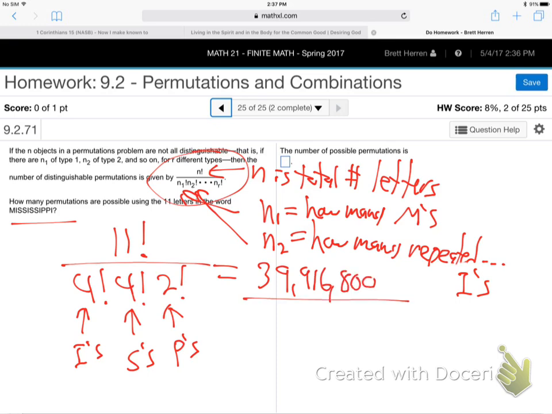39,916,800. Okay, and then on the bottom, 12, 24. It's going to be 24, right? Times 24 times 2, I believe. So 144, 288, 5 6.